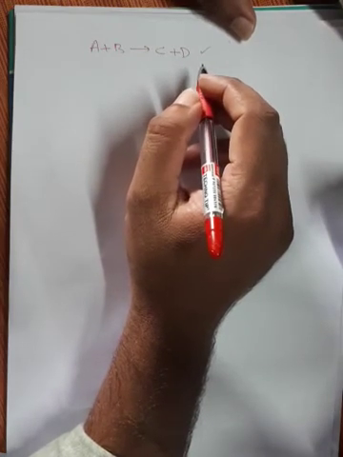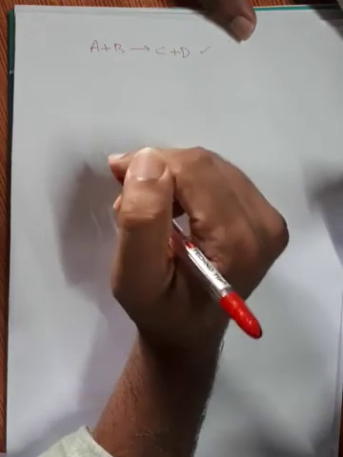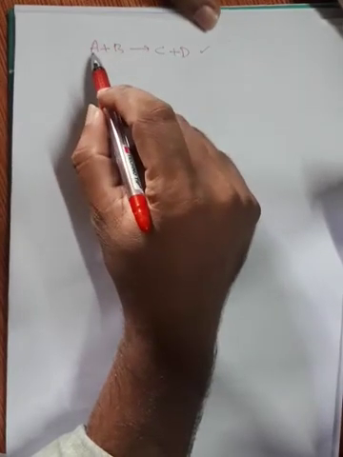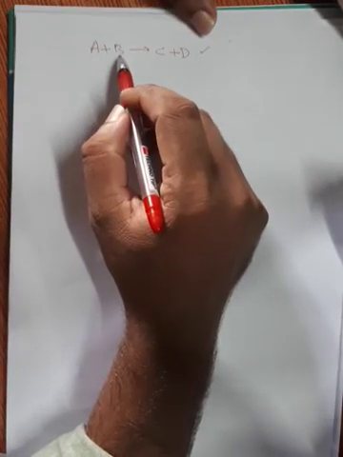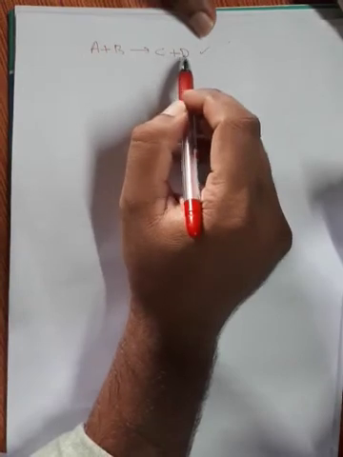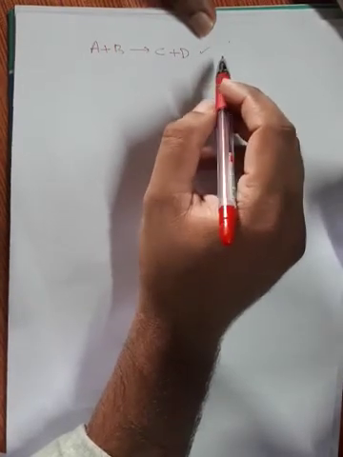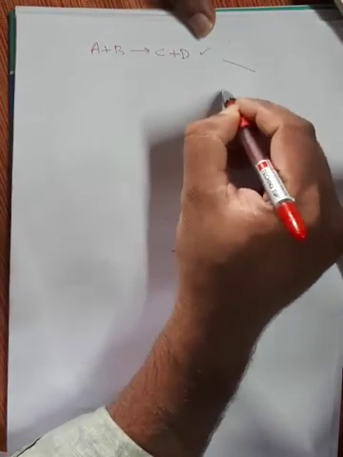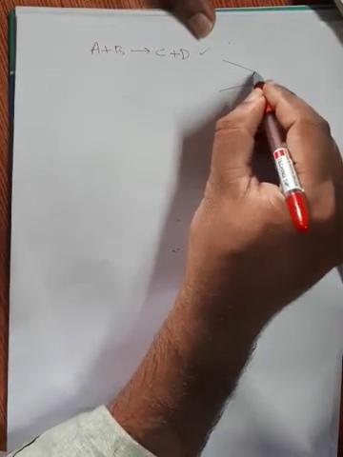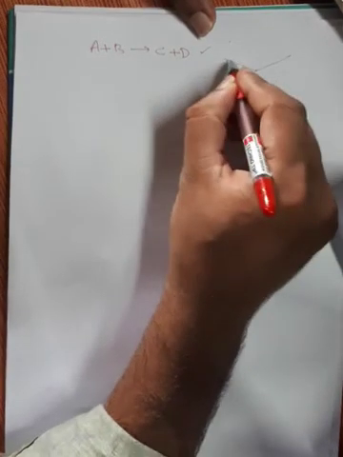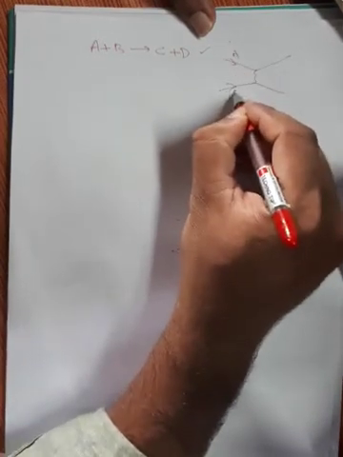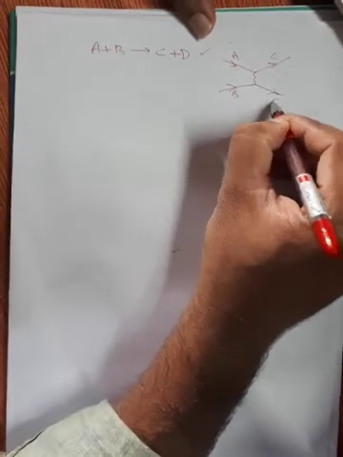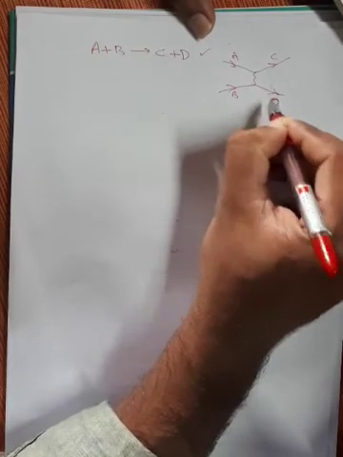But this time we are doing it in the reverse order. Let us consider an interaction A interacting with B, and we will get C and D. Using our Feynman diagram we can represent it this way. This is your A and this is your B, and you are getting C and D.